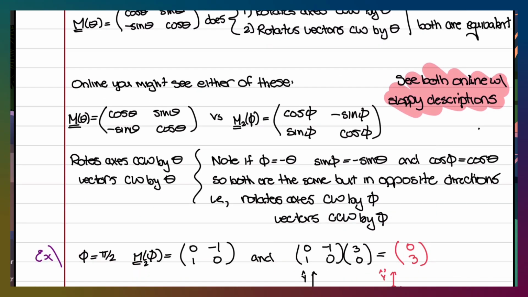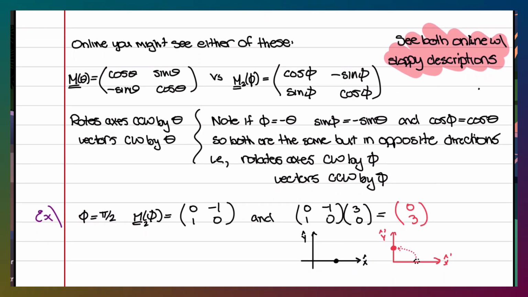Now, another thing you'll see online with zero explanation as to which is which, and maybe you were wondering this yourself, right? I wrote down this matrix here. Sometimes you'll see the matrix written down like this, and the negative sign's up here. So what gives? What's going on? Here, of course, we said that this rotates axes counterclockwise, vectors clockwise.